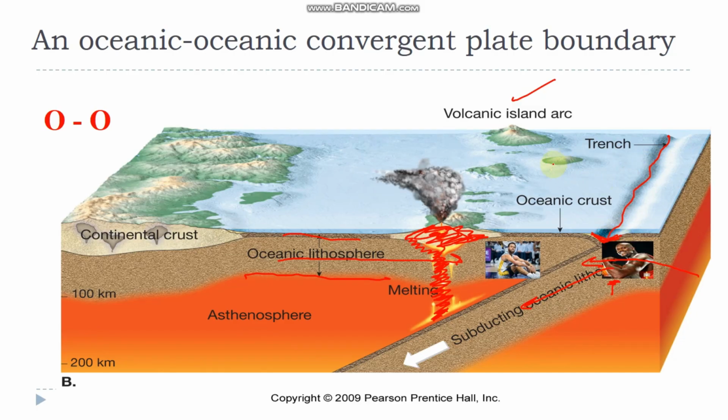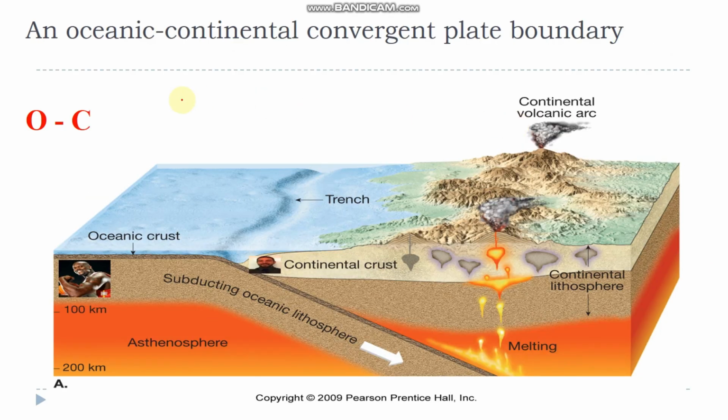I know which plate is being subducted based off the position of the volcanic island arcs. Here's the trench, and the subducting plate is moving this way, and the volcanic island arcs relative to the trench are to the left, which tells me this plate is being subducted, it's melting, and it's rising and forming the blisters. So the next type of convergent plate boundary is when an ocean plate collides with a continental plate.